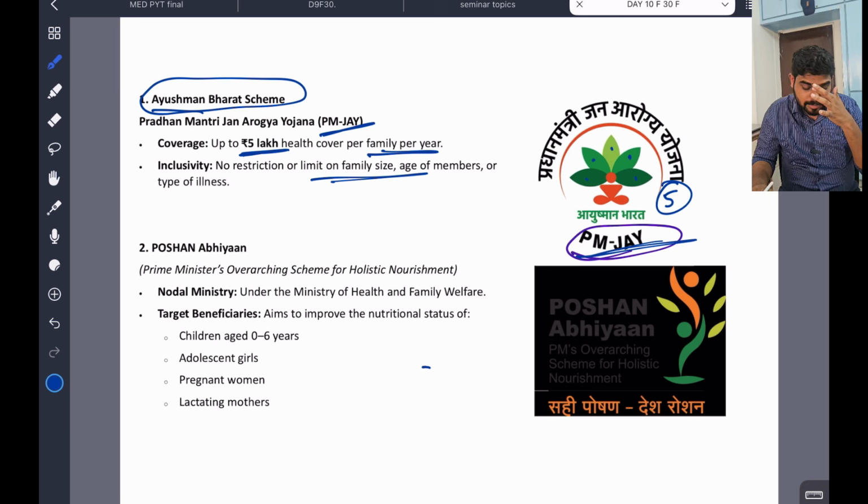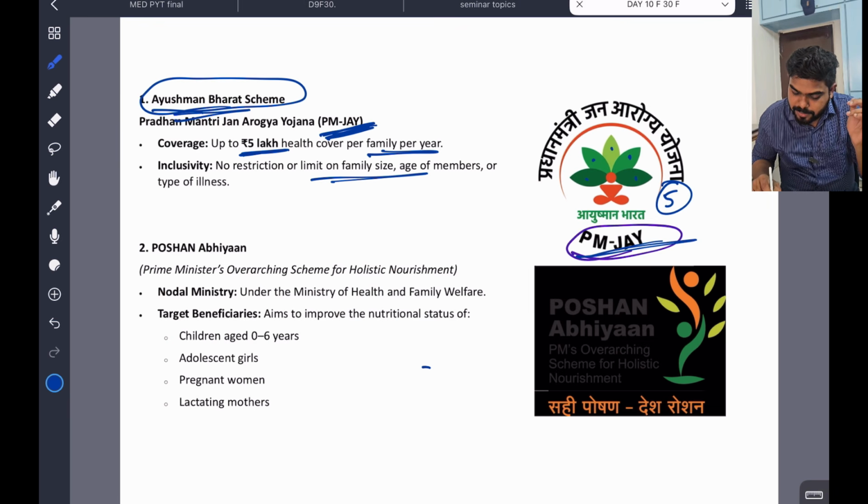This is a government scheme. PMJAY is going on, and it's a great thing. It should be established in all medical colleges, with no restriction on people. It is very important. Ayushman Bharat scheme and Pradhan Mantri Jan Arogya Yojana. Clear?